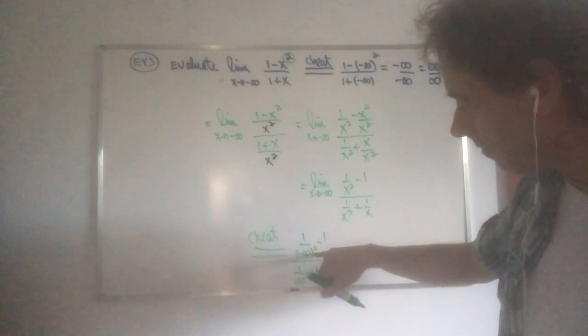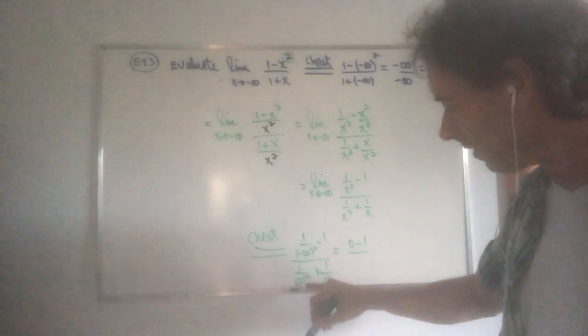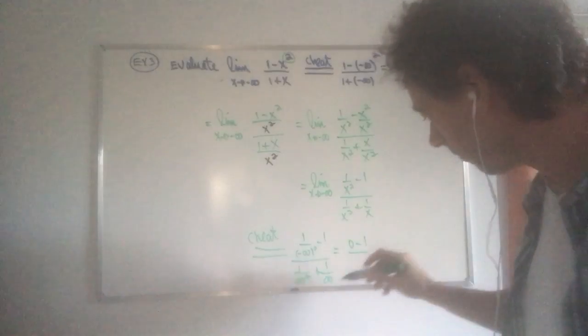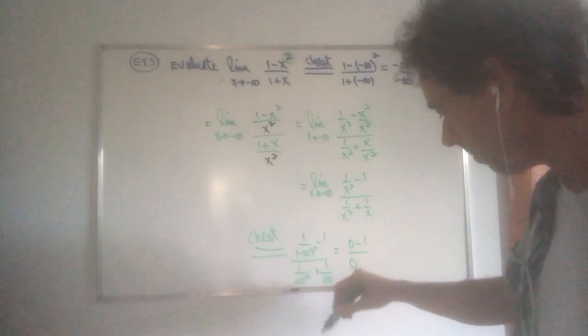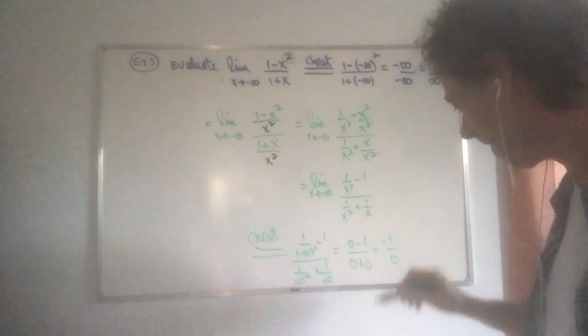Infinity squared is infinity. 1 over infinity is 0. 1 over infinity squared, well, infinity squared is infinity, and 1 over infinity is 0, plus 0. What is that? Minus 1 over 0.